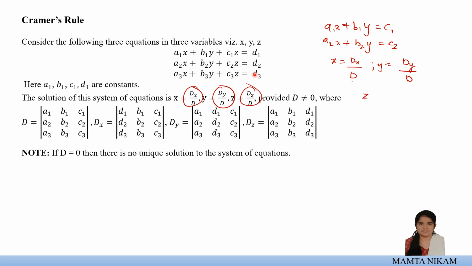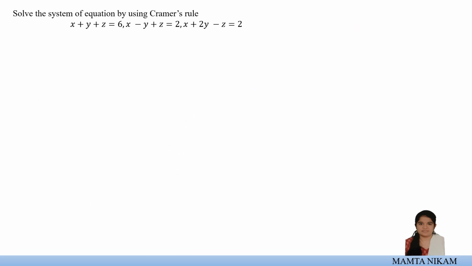Okay, so let's discuss an example so that it will be clear how to use the formulas. So क्या दिया है? Question दिया है, solve the system of equations by using Cramer's rule. So we are given a system of equations, तीन equations ये है in three variables x, y, z respectively. So using these equations by Cramer's rule, we will find a solution for the system of equations.